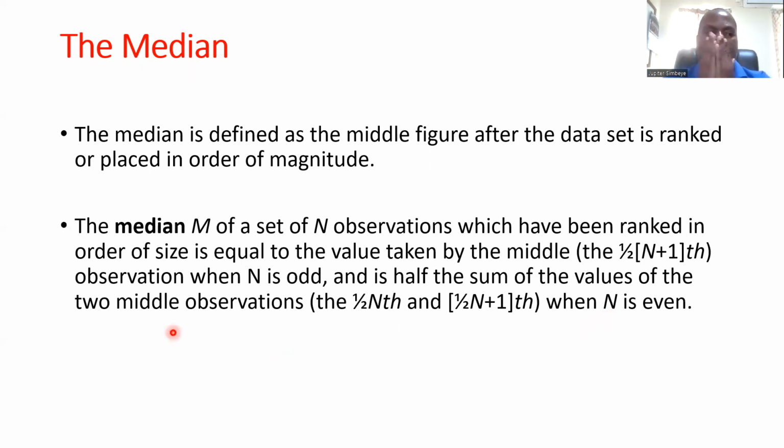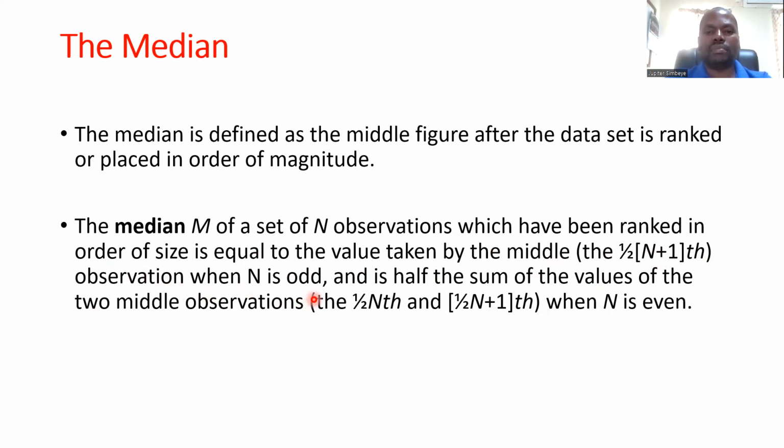So the median M of a set of n observations which have been ranked in order of size is equal to the value taken by the middle, or the (n plus 1)/2 observation, when n is odd.